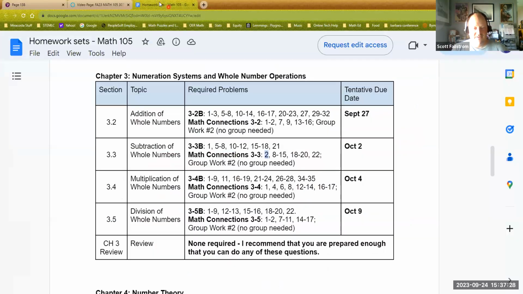Okay, let's see here. What do we have? 2, 8 to 15, 18 to 20, and then 22.